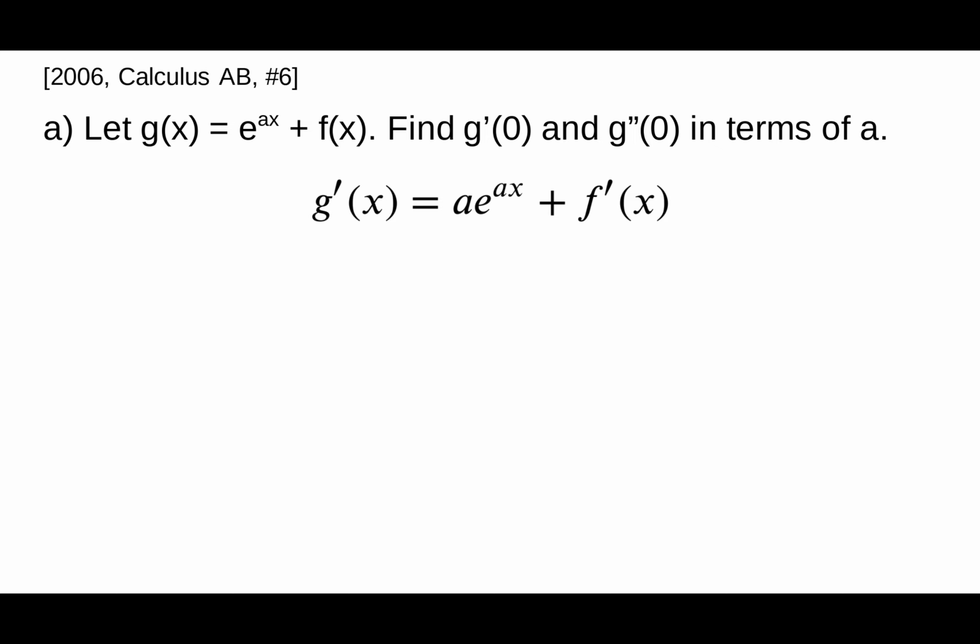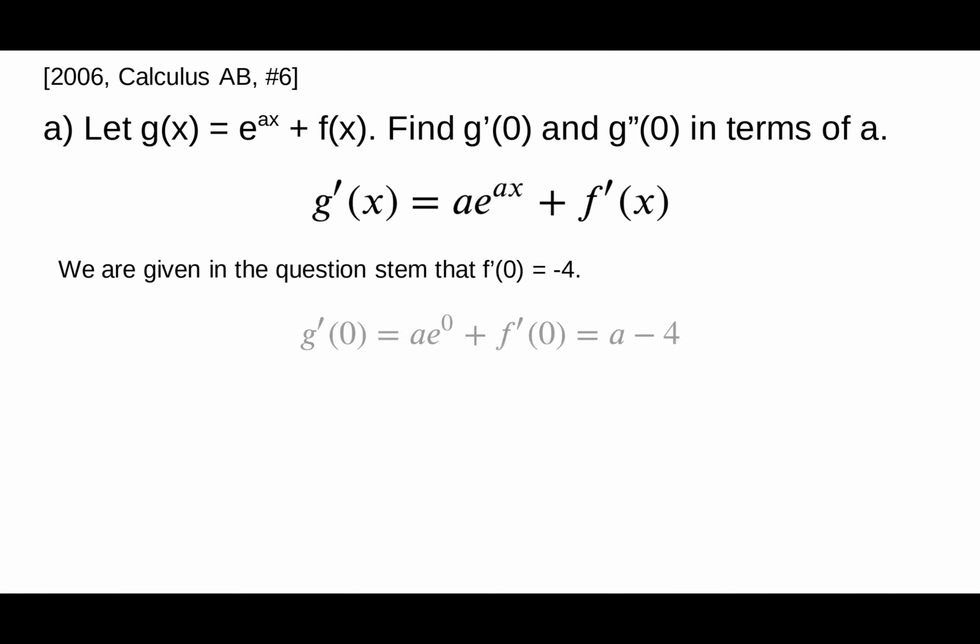And if we want to find g prime of 0, we substitute in 0 for x, and f prime of 0 in for f prime of x. And in the question stem, we are given that f prime of 0 is equal to -4. So g prime of 0 is a times e to the 0 plus f prime of 0, but e to the 0 is 1, and 1 times a is a. F prime of 0 is -4, so g prime of 0 in terms of a is just a minus 4.